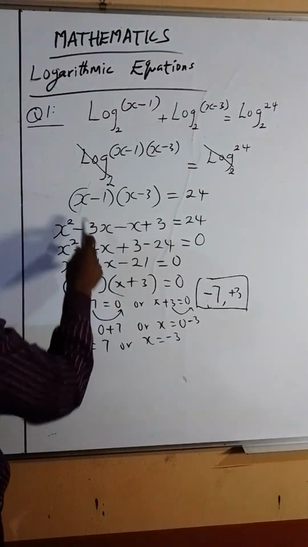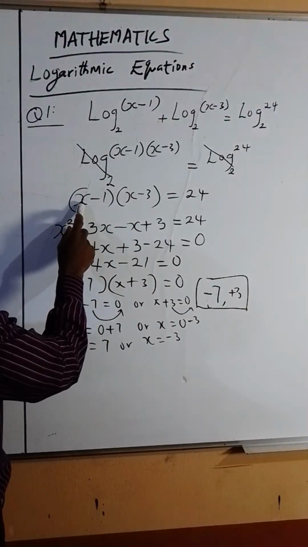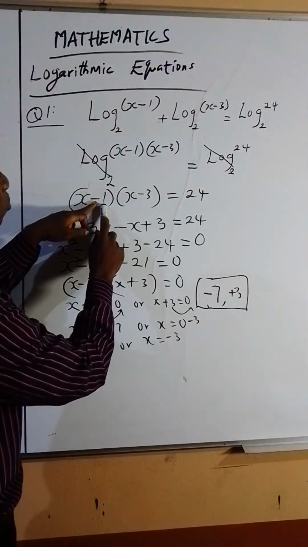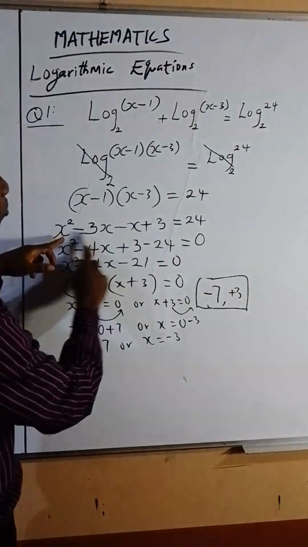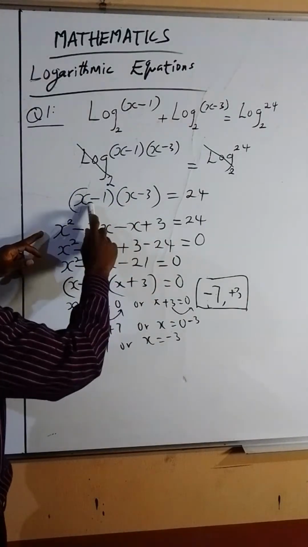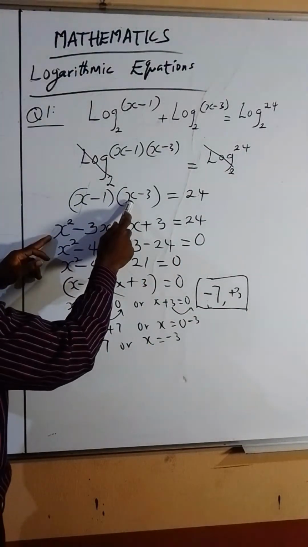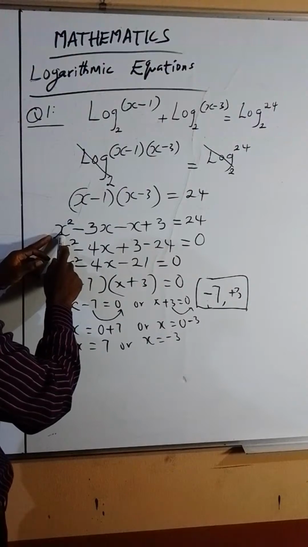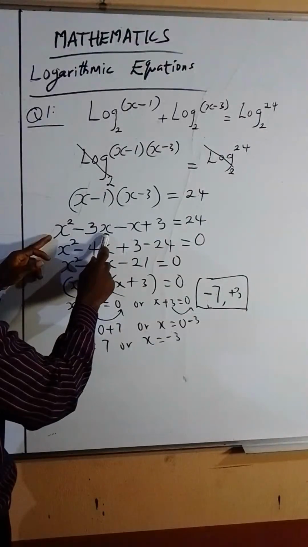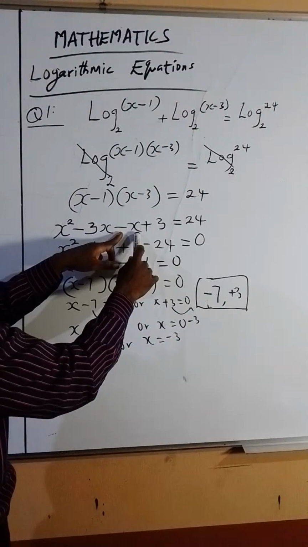Expanding the left-hand side, we have x times x to give x squared. We are going to use this x to multiply the two terms here, then use this minus 1 to multiply the two terms here. So that's what we did here. Each of them will be used to multiply the two terms. So we have x times x, and this gives us x squared. Then we have x times minus 3, so we have minus 3x here. Then here we have minus 1 times x, which is minus 1x.